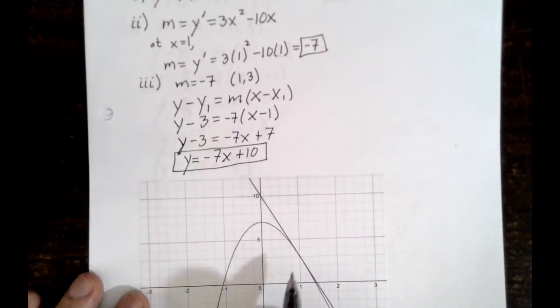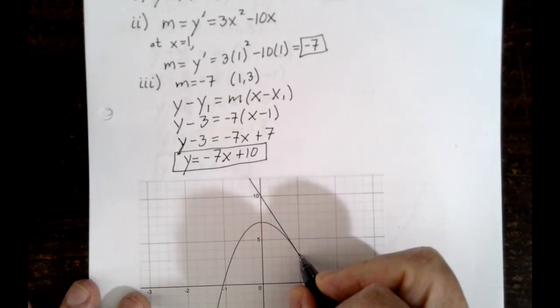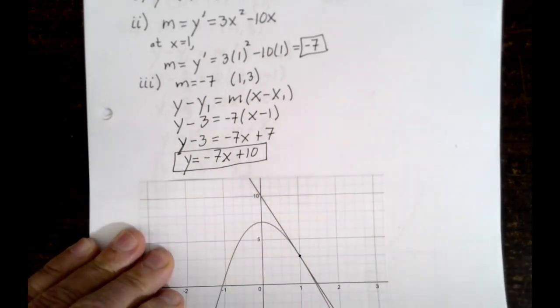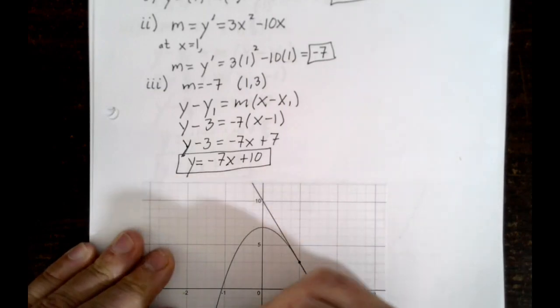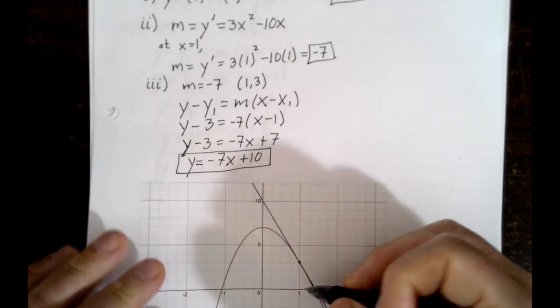And if you check it, you can see it touches at the point 1,3 right there. It's the only point it touches at, and that is the equation of the tangent line at the point 1,3 for the original function of x cubed minus 5x squared plus 7.